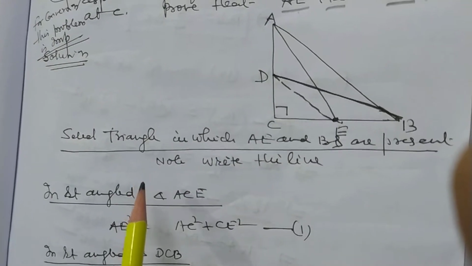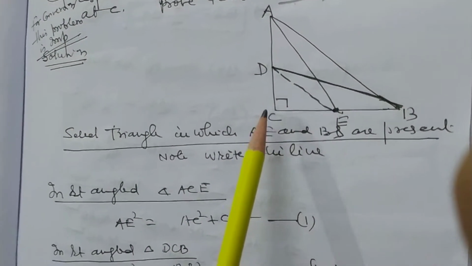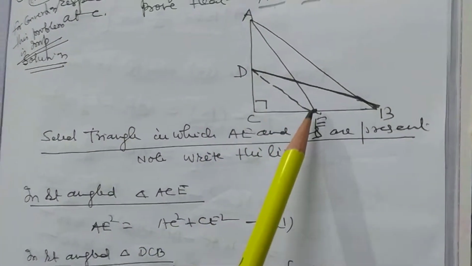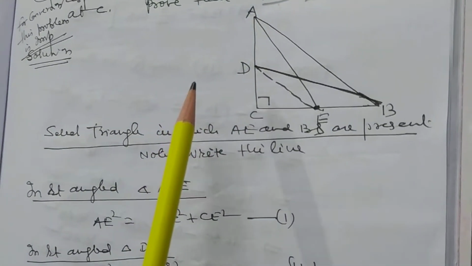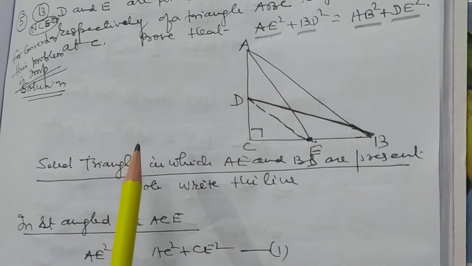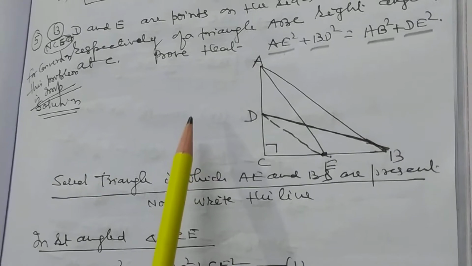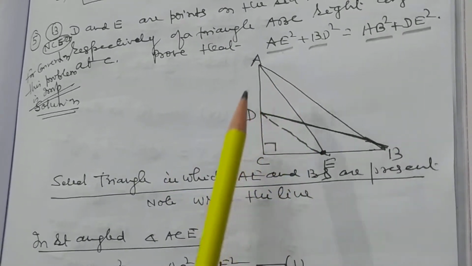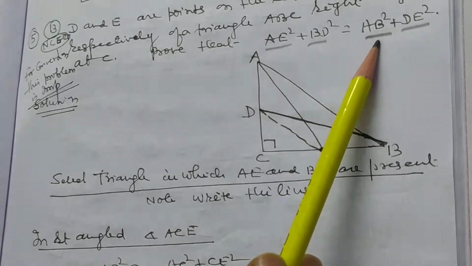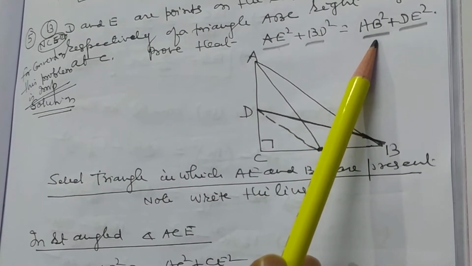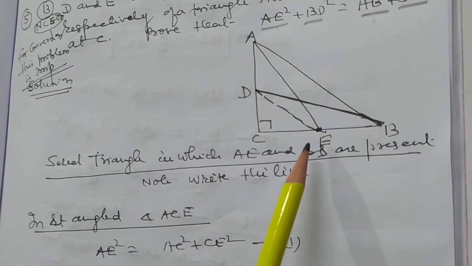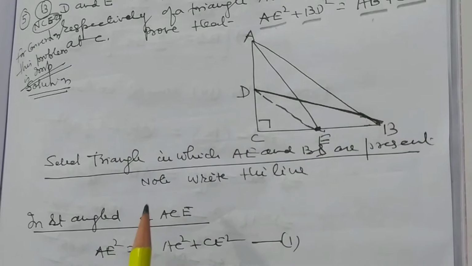My dear student, in this way we select the right angle triangle ACE. Why? Because here the value of AE square is given. BD square is given. You must write the value of AE square and BD square. And after making arrangement, you can find the value equal to AB square plus DE square. Now here there is no DE, so join the D and E.